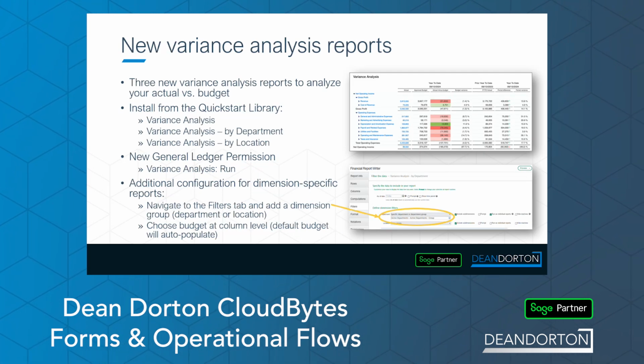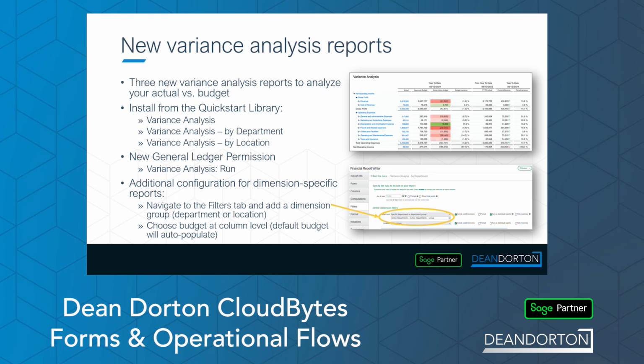Some new variance analysis reports. There are 3 new reports out there to help analyze actual versus budget. You can see these in the quick start library, as it says right here. This is the list of those 3. You'll need a GL permission to run these. That's in the security setup within your environment.